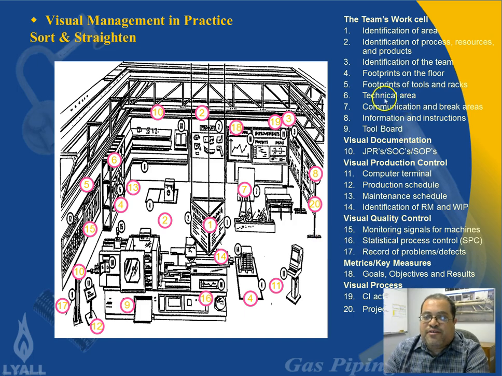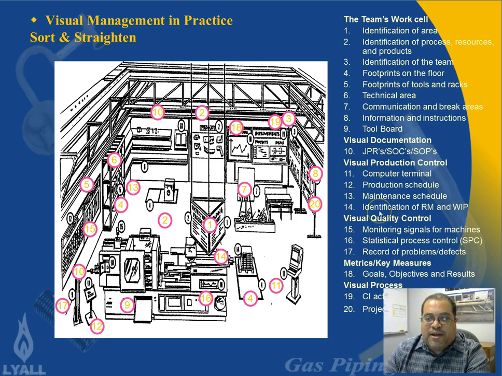Communication and break areas, technical areas where you could go for visual resources and information, tool boards, visual documentation, including standard operating procedures and that sort of thing. You may have visual production control, which could be either a board, it could be a computer terminal that everyone could look at, it could be overhead monitors, something that provides status. You want to post your maintenance schedule, so that's transparent. You want everybody to know what the maintenance status of all the equipment is.